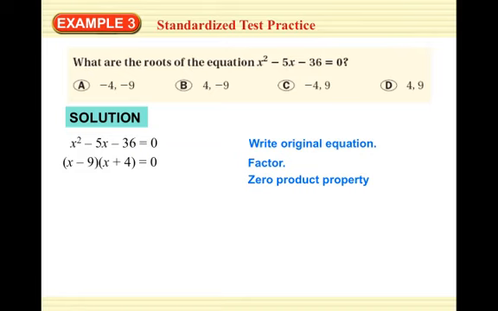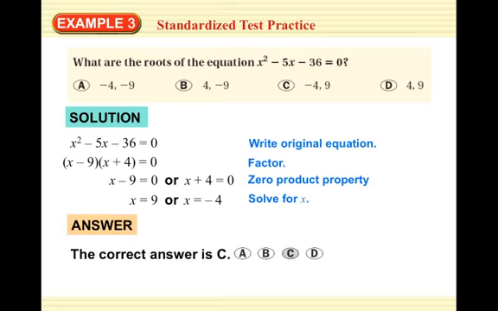Alright, so now we're going to apply the zero product property. We're going to do x minus 9 equals 0 or x plus 4 equals 0. So we're going to solve for x. x could be 9 or x could be -4. You've got two solutions there, 9 and -4. So the correct answer is C.